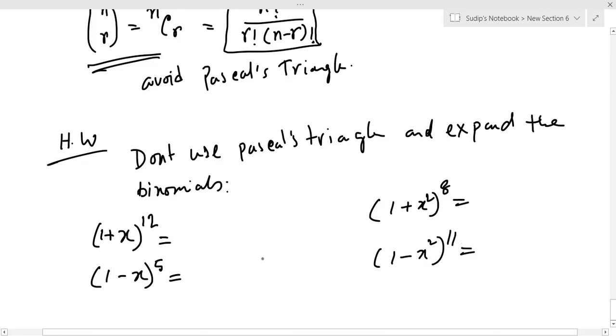So this is your homework. You have to expand these binomials. Another one is (2 plus a) whole to the power 13. These 5 expansions you have to do as your homework to practice how to expand the binomials without using the Pascal's triangle.